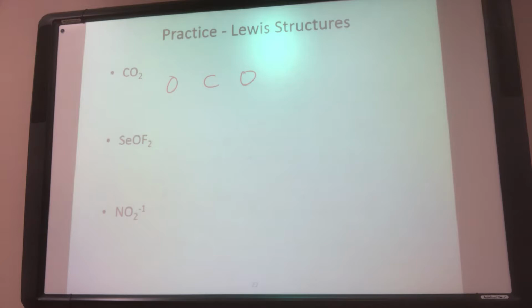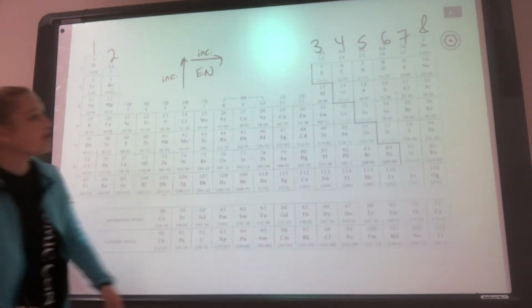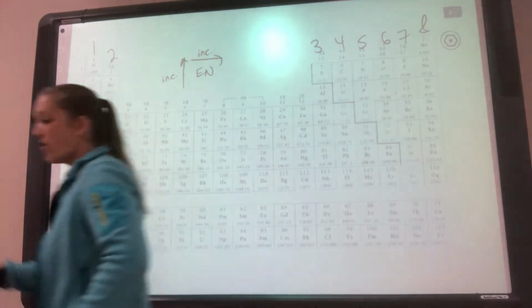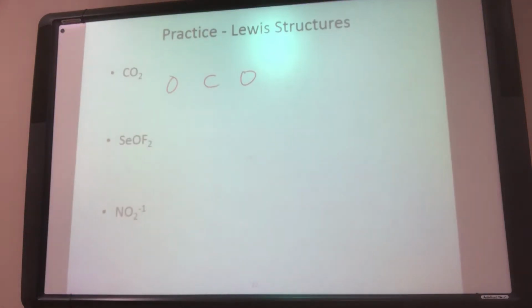Now I need to count my electrons. Carbon is in group 4, oxygen's in group 6, so they're going to have 4 and 6 electrons. So I've got 1 carbon with 4, 2 oxygens at 6, so that's going to give me 16 electrons to work with.